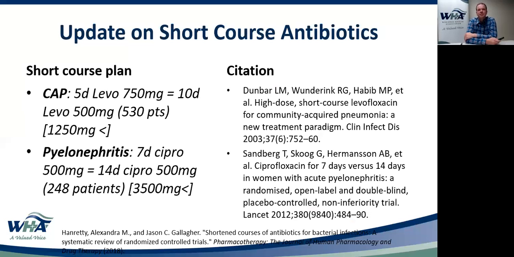in doing so. Moving on to pyelonephritis, what you'll see in a lot of order sets is 14 days of ciprofloxacin for 500 milligrams BID. And this trial of 248 patients used ciprofloxacin for 7 days, twice daily at 500 milligrams, saving about 3,500 milligrams of antibiotic. And that was also non-inferior, the same number of treatment failures, the same number of deaths. So that's another viable option.